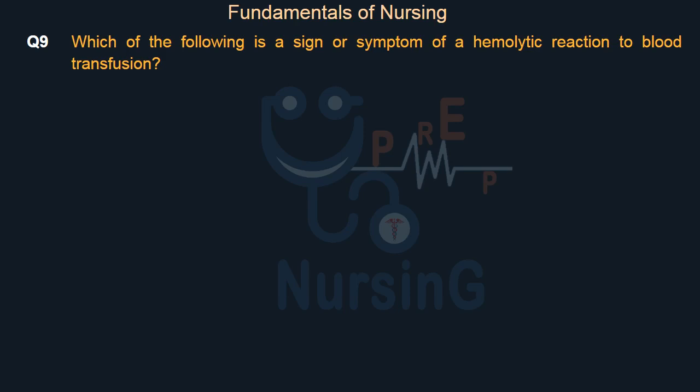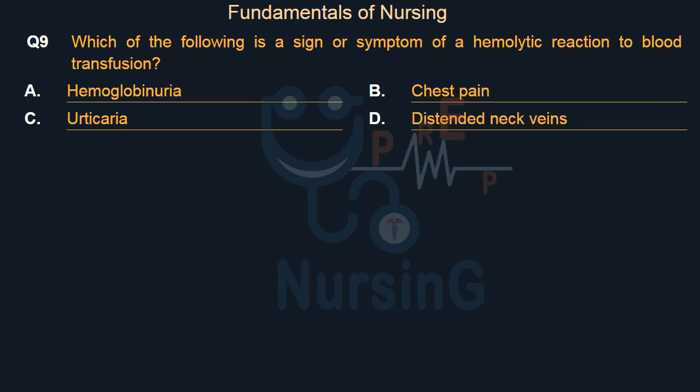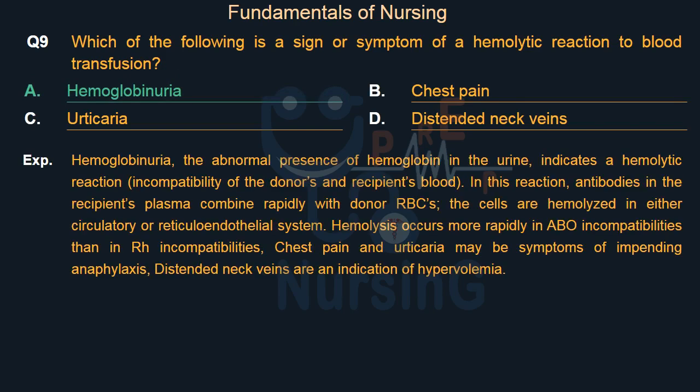Which of the following is a sign or symptom of a hemolytic reaction to blood transfusion? Option A, hemoglobinuria. Option B, chest pain. Option C, urticaria. Option D, distended neck veins. Right answer is Option A, hemoglobinuria. Hemoglobinuria, the abnormal presence of hemoglobin in the urine, indicates a hemolytic reaction, incompatibility of the donor's and recipient's blood.